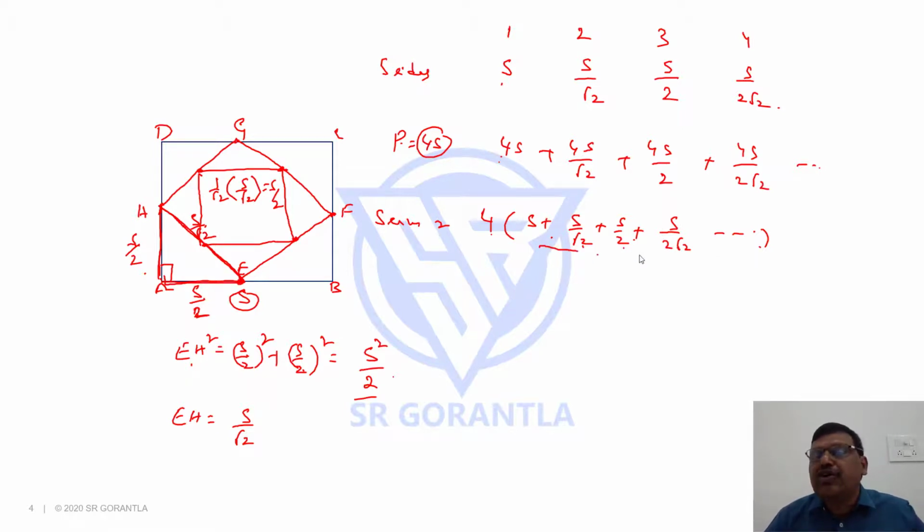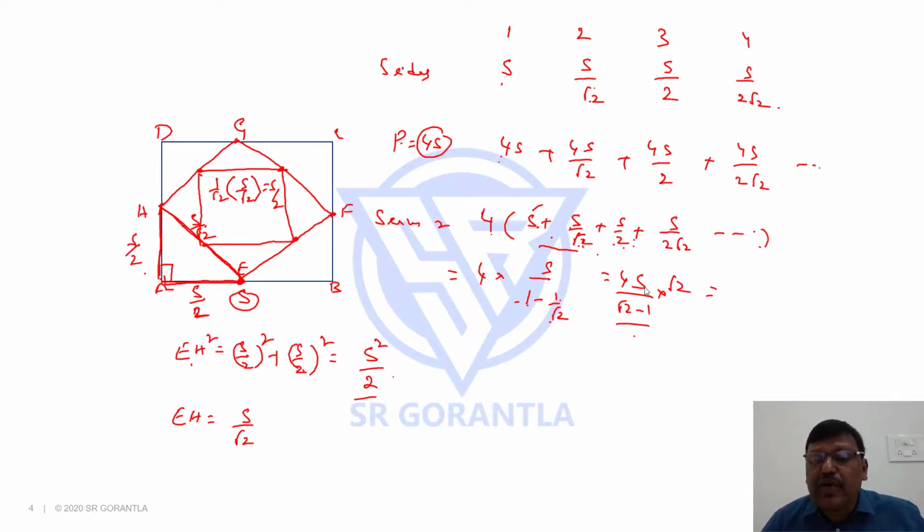As I said, is it not a geometric progression? What is a geometric progression? You have a common ratio. There is a common ratio of 1 by root 2 here. Every time you are multiplying with 1 by root 2 times. Hence, as I said, the sum of infinite terms formula is a by 1 minus r, where a means first term S. What is r? Common ratio 1 by root 2. So it is 4S by 1 minus 1 by root 2, which is 4S by root 2 minus 1 over root 2, and that root 2 goes to the numerator.